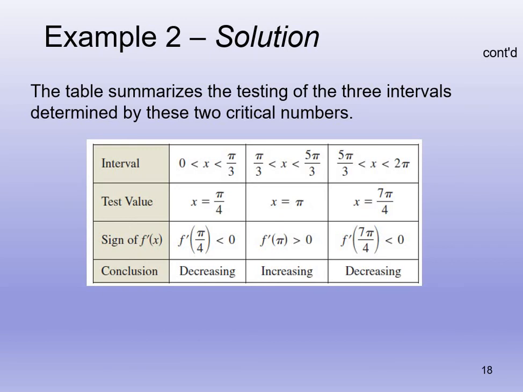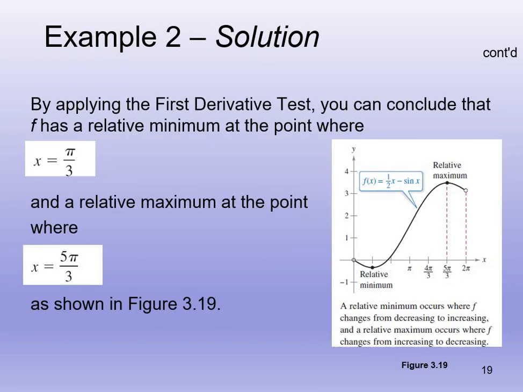Then on the next part, we go from the middle interval to the interval on the right. Our function goes from increasing to decreasing. When we go from increasing to decreasing, we have a maximum there. So at 5 pi over 3, there's a maximum at that critical value. So now we know that there's a minimum at pi over 3 and a maximum at 5 pi over 3. And it helps us analyze the graph here, so we can see where that's happening.